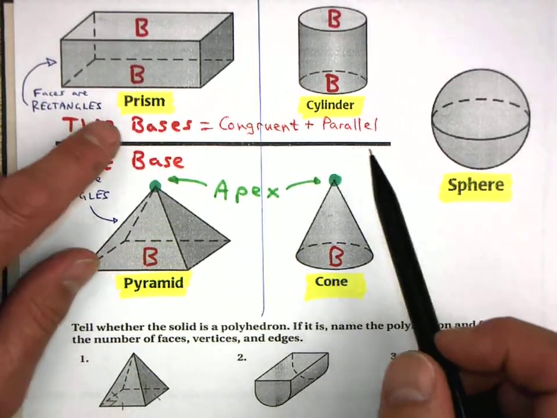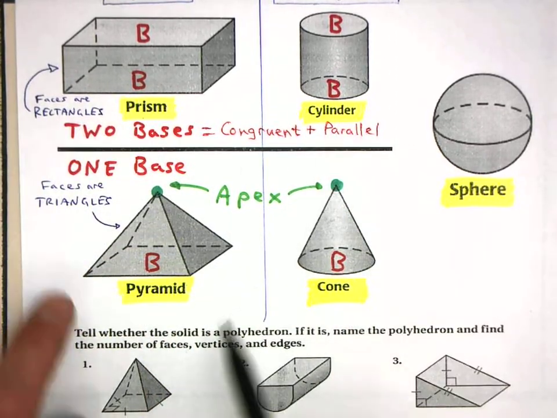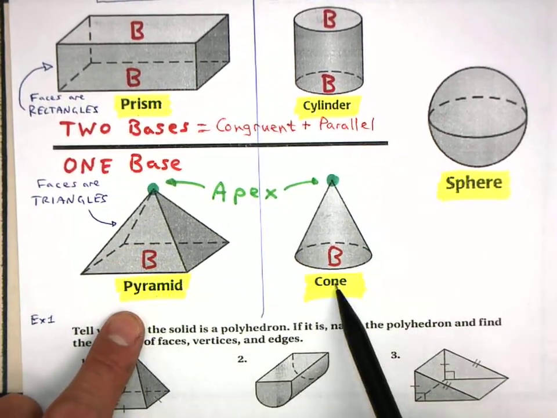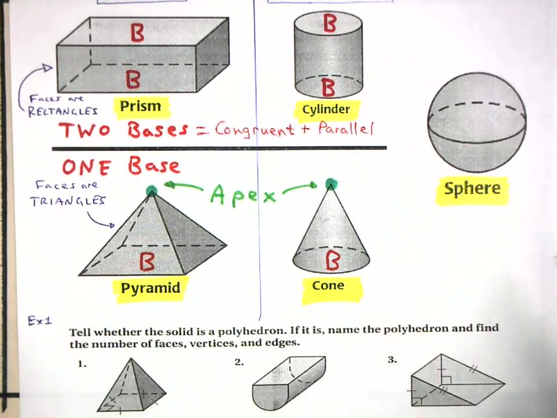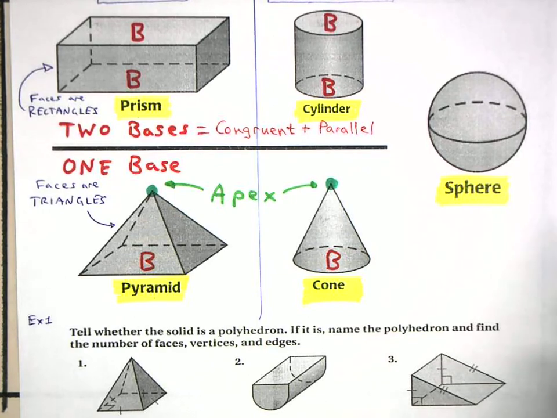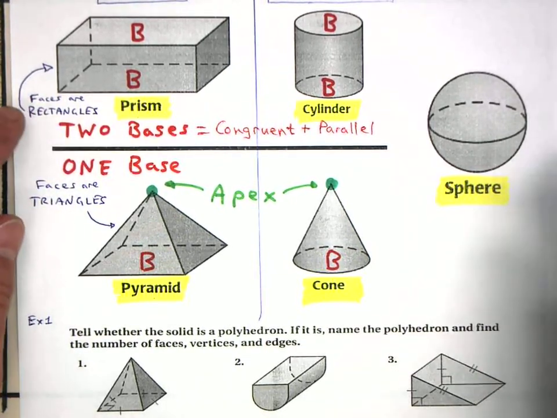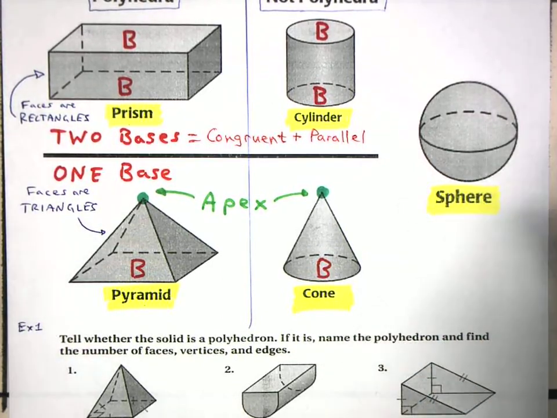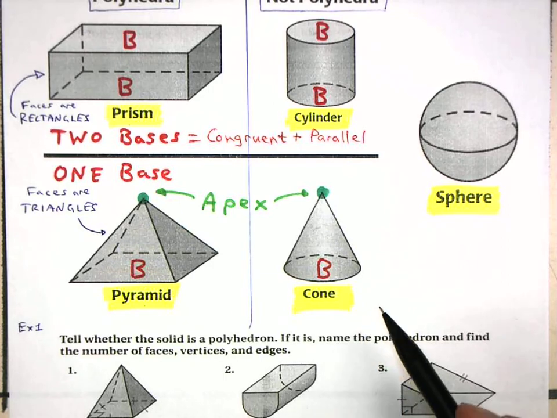You are familiar with these terms, I believe. Prism, cylinder, pyramid, cone, and sphere. Those are our five different three-dimensional solids that we're going to be focusing on, that we need to be able to differentiate between these five different shapes.